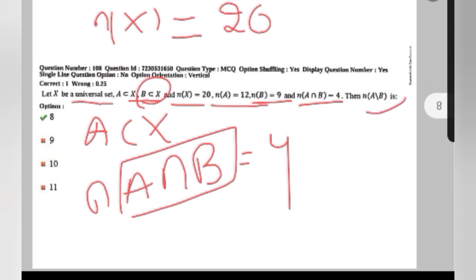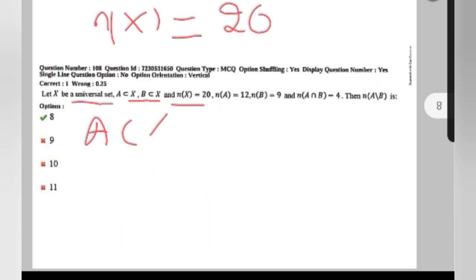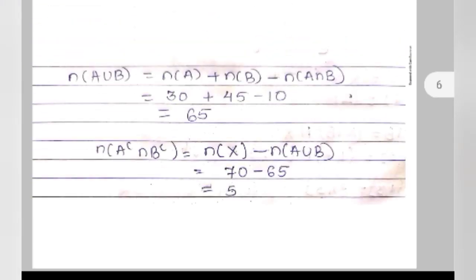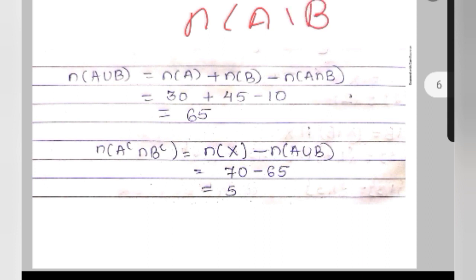Then I have to find out the number of elements in the set A minus B. Now they have given you the number of elements in set A, the number of elements in set B, and the number of elements in A intersection B. Then I have to find out the number of elements in A minus B. So let's find out. To find out the number of elements in A minus B, first of all I have to find out the number of elements in A union B.